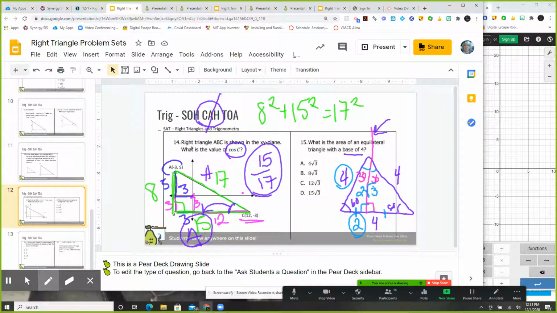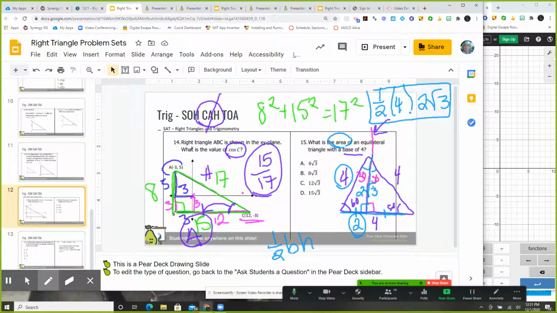This is a 30, 60, 90 triangle, so we're definitely going to have a square root of 3 somewhere. So now the question is, what's the area? So area of a triangle is 1/2 the base times the height. The base is 4. So 1/2 the base is 4. And the height is 2 square root of 3. So what do you get when you put that in the calculator?